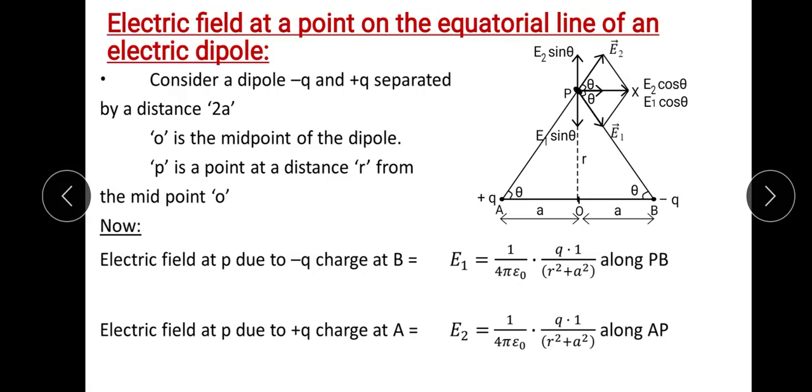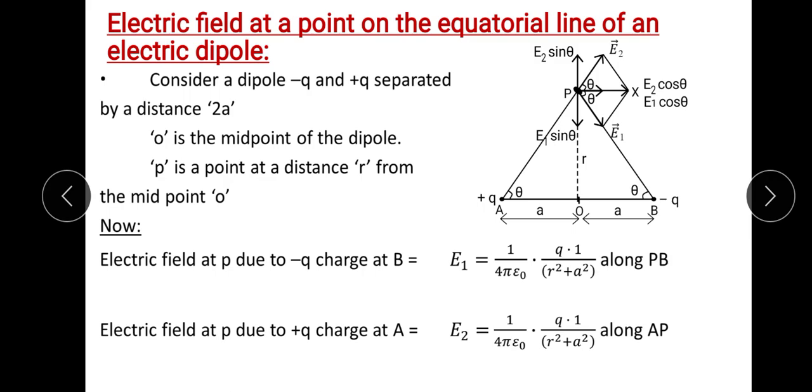In this video, let us learn the second derivation of this chapter, that is electric field at a point on the equatorial line of an electric dipole. This question is again asked for 5 marks in our examination. Now, let us understand the derivation with the help of a diagram.